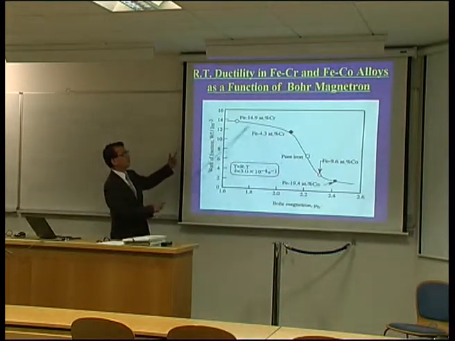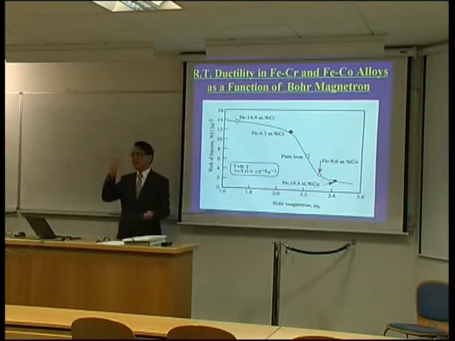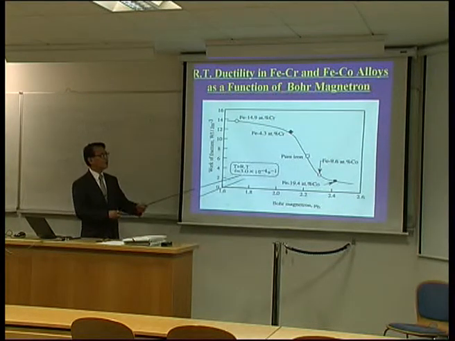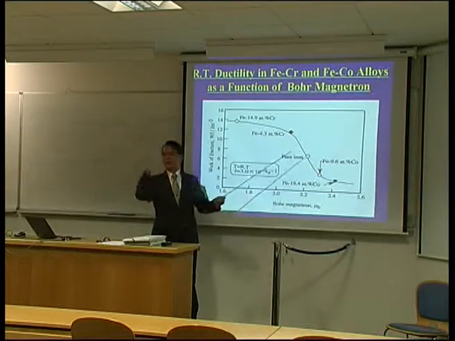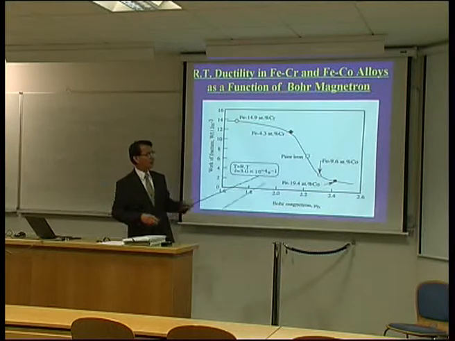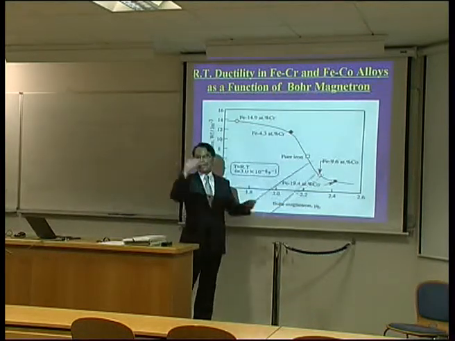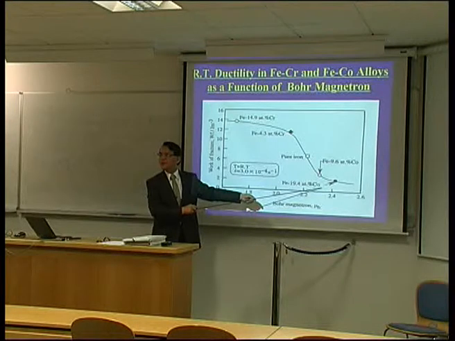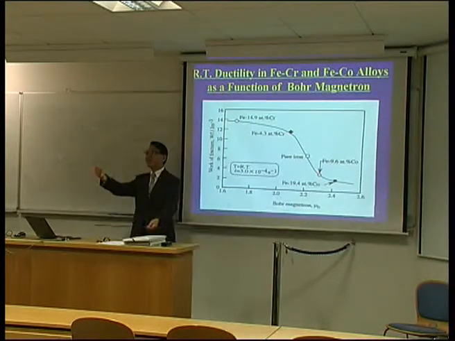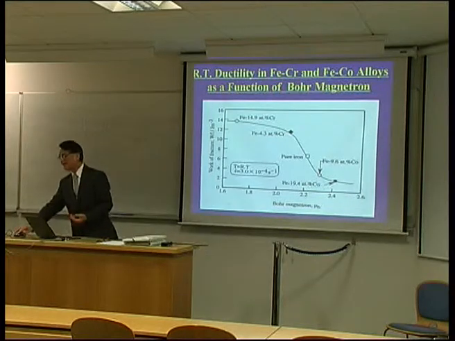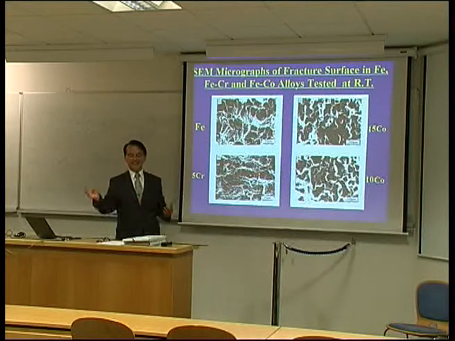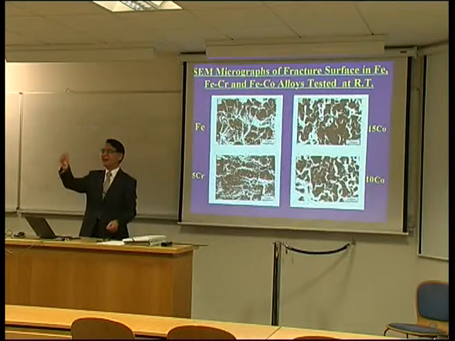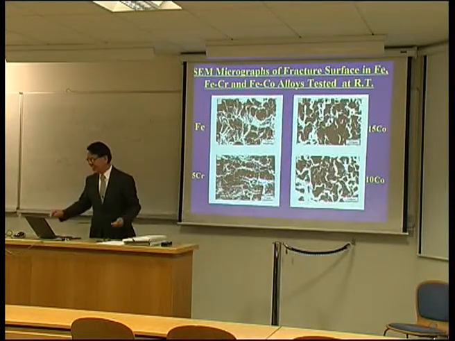So iron chromium is better than iron cobalt at room temperature, not high temperature. So we have to solve this problem. Although we observed that we can get the nice magnetic alloy strengthening at high temperature, at low temperature this is brittle. So how can we solve it? As I already mentioned during the last four lectures, my final version is application.